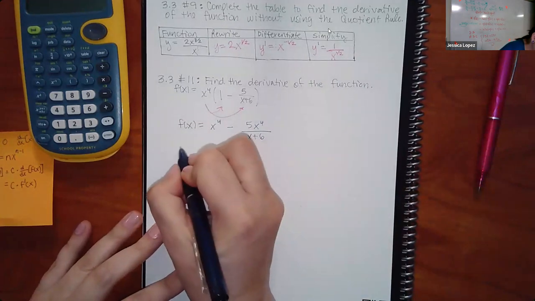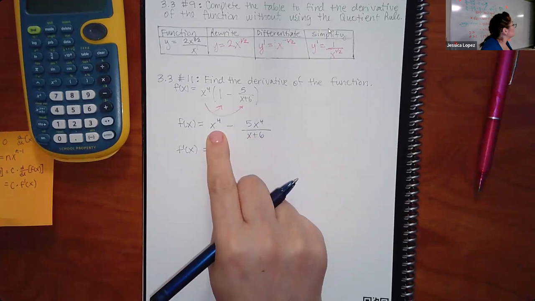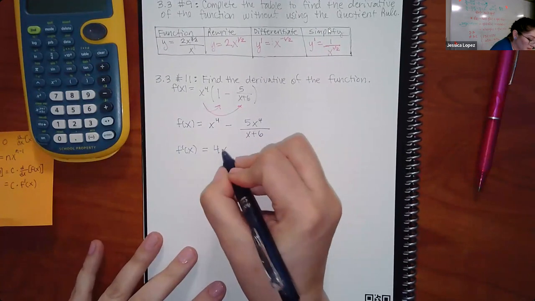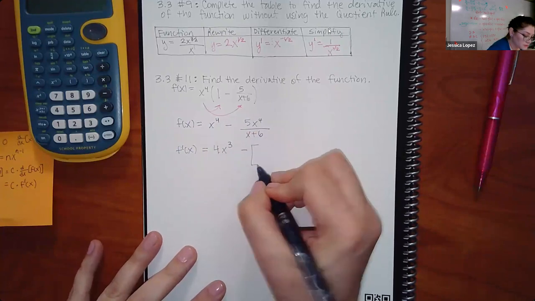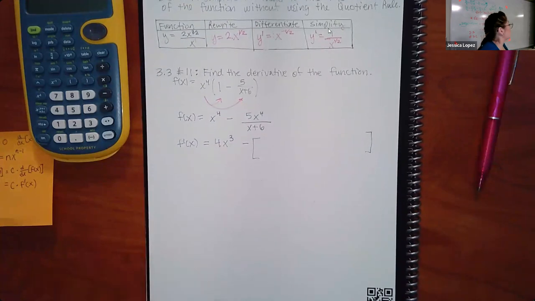So now I'm going to take the derivative of this guy. And this one is not so bad, right? That's just a regular power rule, right? We get 4x and then take away 1. A 3 exponent. This one's the one that's going to be a little bit more complicated because it is a fraction. It's already as simple as it's going to get, but it's still a fraction. So we have to do our quotient rule.